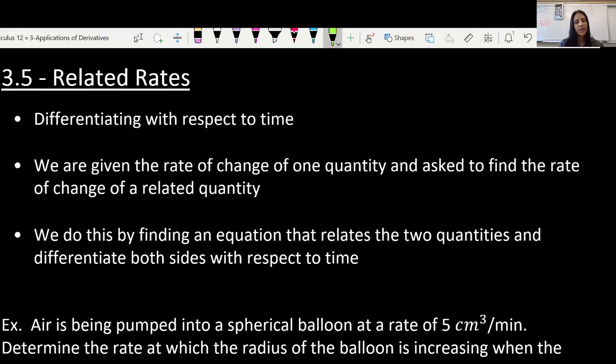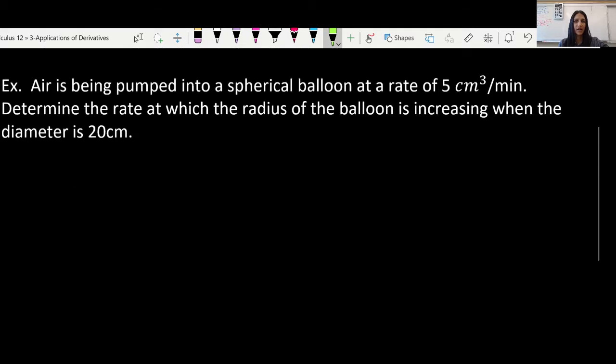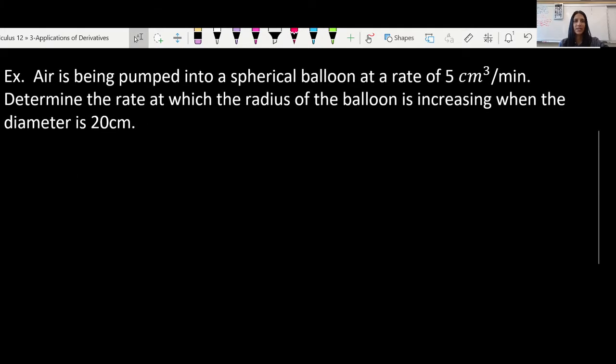But when we're looking at related rates, again, this is just applications of derivatives. So in the first part it says differentiating with respect to time. So that's significant, I'll underline that. We are given the rate of change of one quantity, and then we're asked to find the rate of change of a related quantity. So I'll show you with examples to help it make sense. We do this by finding an equation that relates the two quantities and differentiating both sides with respect to time. So there's the main points to look for, but let's dive right into an example so you can see exactly what it is I'm talking about.